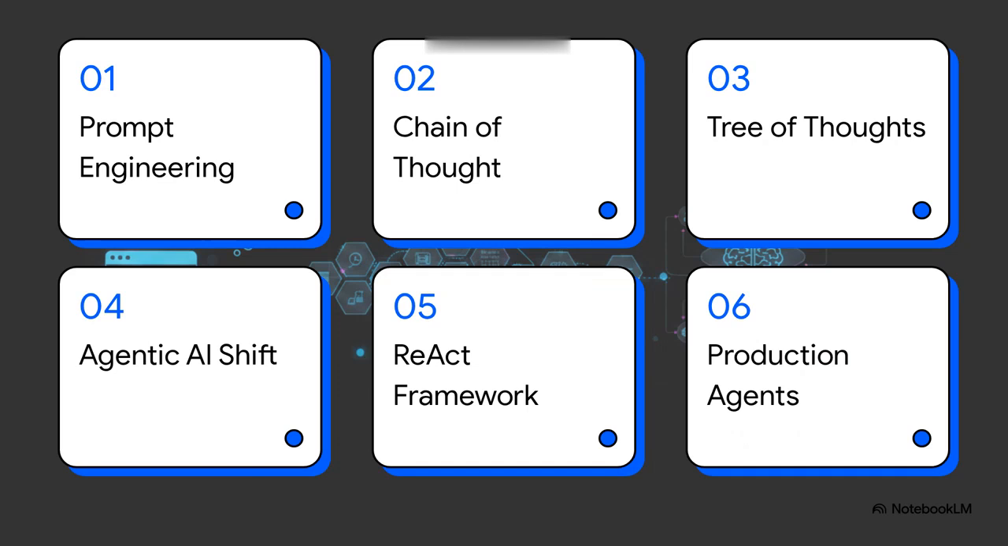So here is our roadmap. We'll start with the foundations of prompt engineering, unlock the power of chain of thought, and then tackle complex problem solving with tree of thoughts. After that, we'll cover the big agentic AI shift, explore how reasoning meets action with the ReAct framework, and finally, wrap up with exactly how you build these AI agents for production.